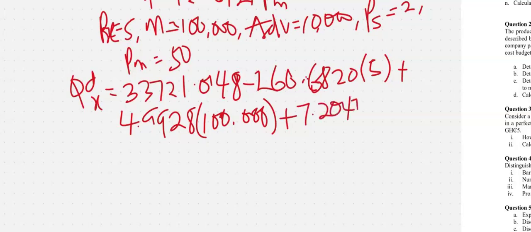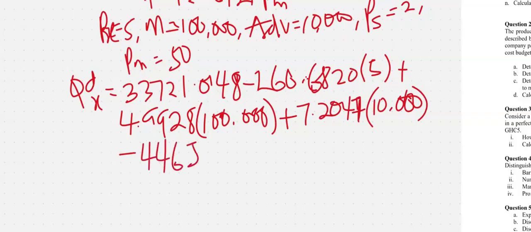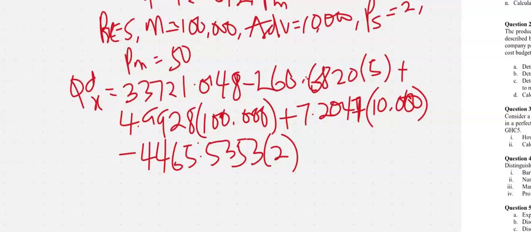Multiply by what? Advertising, right? Amount of advertising, 10,000. Yes. All right, 10,000 minus 4465.53 multiplied by 2. 4465.53, right? Multiply by 2. Yes. Okay, so give me the final answer. Only 53, not 253. So please, not 253. There is another one plus 11.